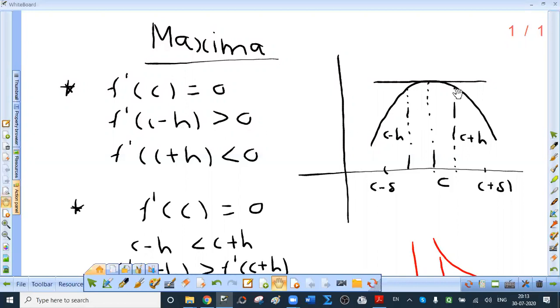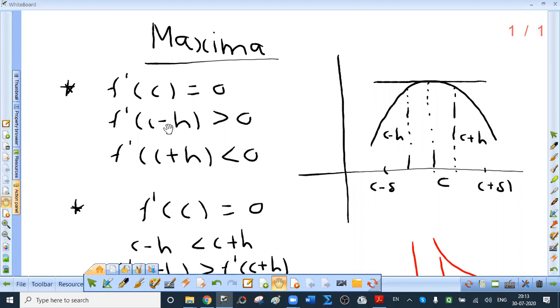Now you will notice that at c plus h, the function is strictly decreasing. And for a decreasing function, the first derivative is less than 0. That's it. This is called the first derivative test for maximum. Now you will ask me, sir, what is the value of h? See, h is a very, very small but positive real number. Okay, so I repeat this.